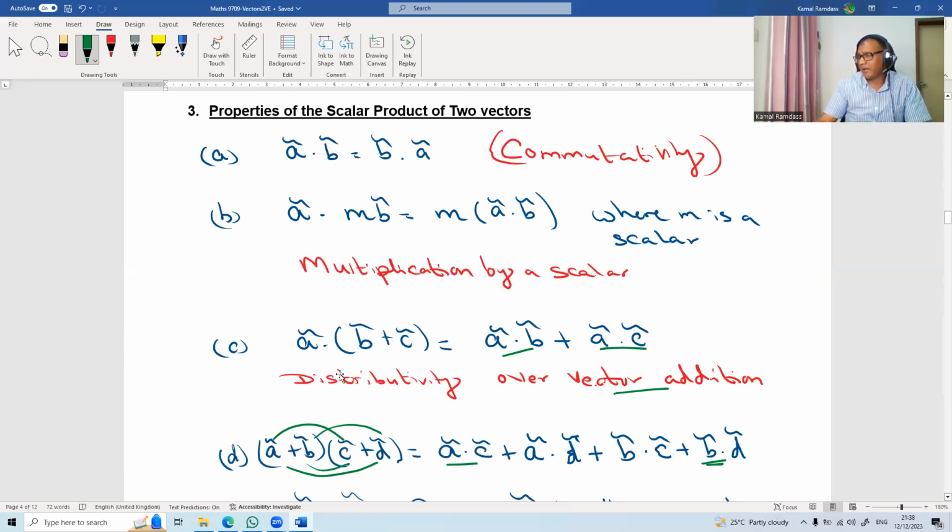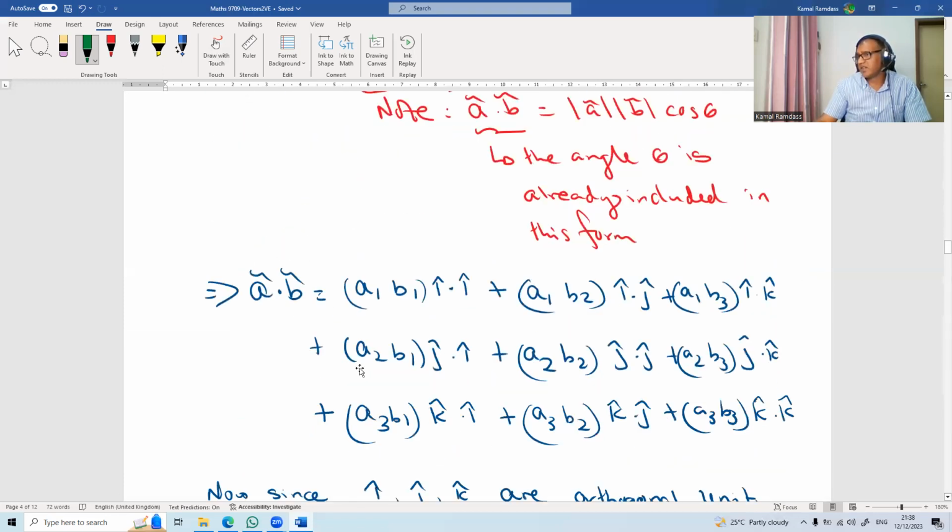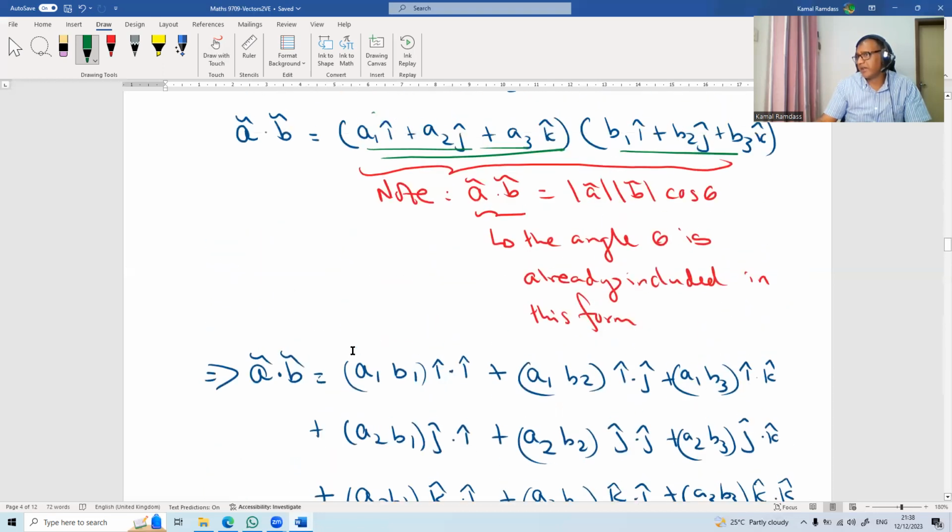It helps us understand. It means we can expand: A1 B1, i roof dot i roof. A2 B2, i roof dot j roof. A3 B3, i roof dot k roof. We finish that.